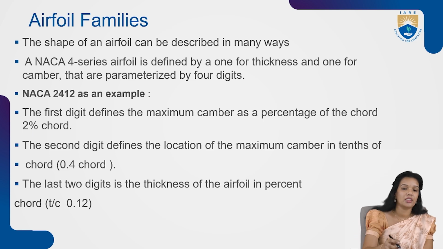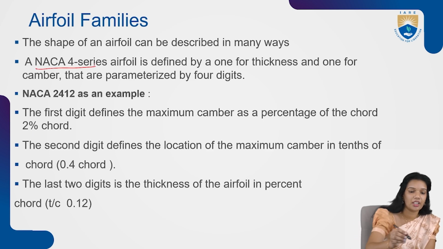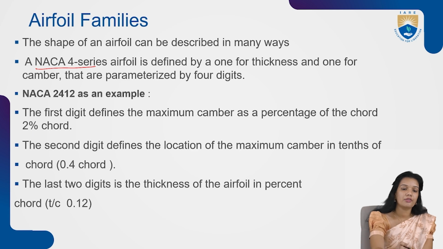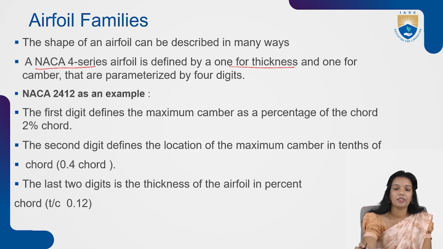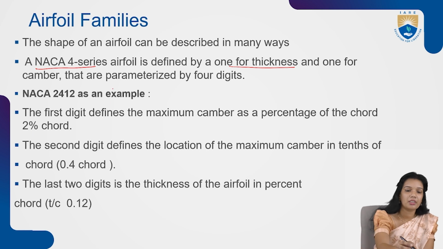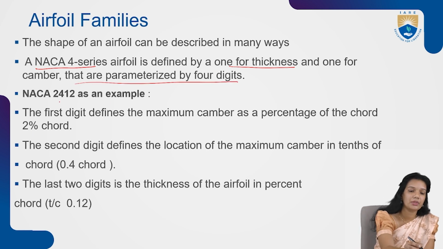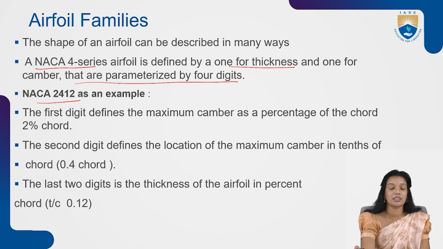So here we have a NACA series. Here we are going to talk about the NACA series, right? In the NACA series, we will be seeing the NACA 4 series, 5 series, and 6 series, right? So a NACA 4 series airfoil is defined by one digit for camber and two for thickness, parameterized by 4 digits, right? We'll take an example and see what these digits are exactly telling us.